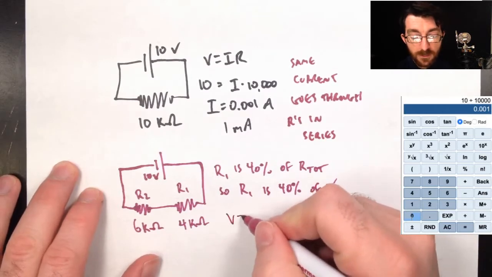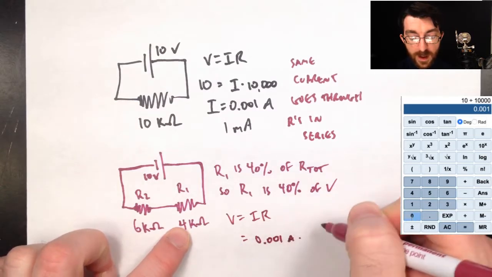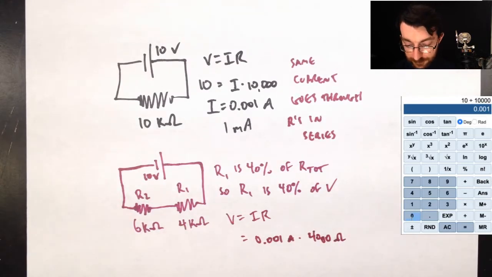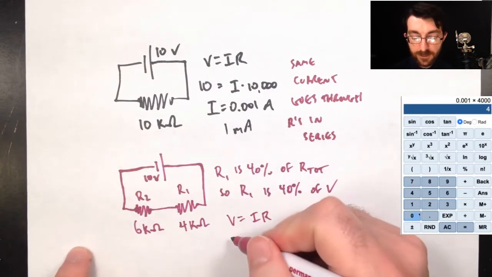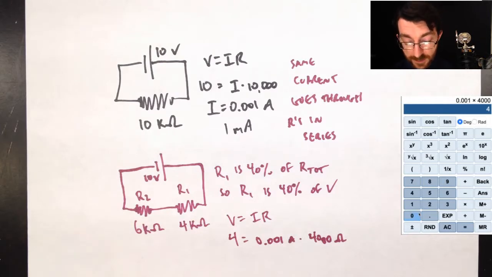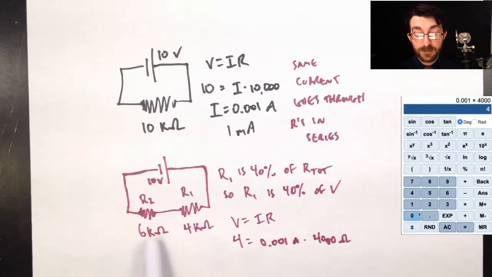So I can set up Ohm's law. V equals IR, knowing that the current is 0.001 amps and the resistance is only 4,000. Well, I just need to multiply those together. 0.001 times 4,000. It's 4, just like I thought. The voltage across this resistor is 4 volts. And there's only 6 left for that one. But I'm out of space anyway, so I'm not going to do that calculation. But that one should be obvious to you, that if I have 4 volts gone here and 10 total, there's only 6 left for this.